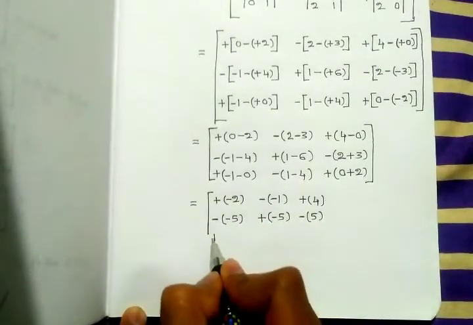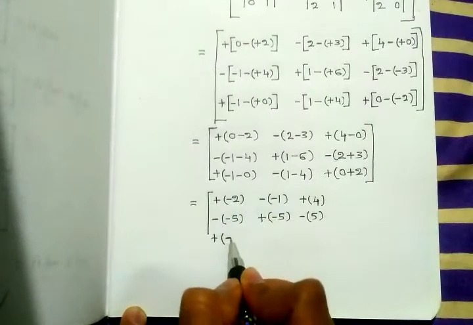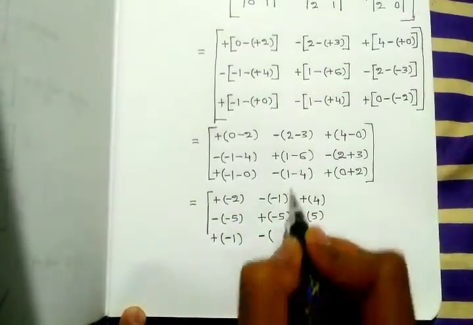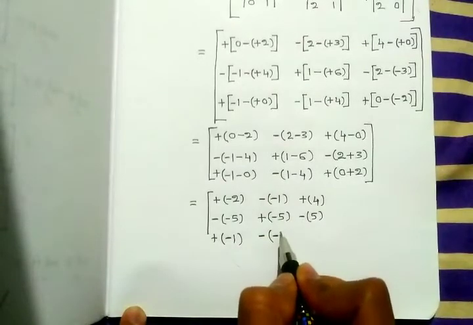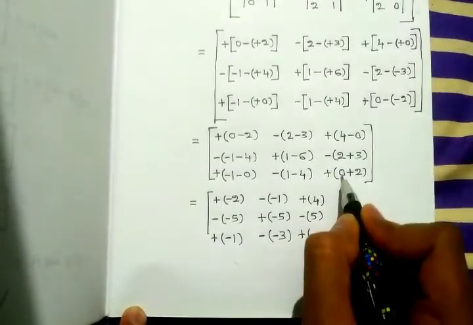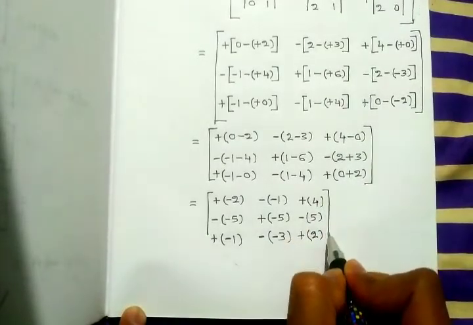Outside plus sign again keep it as it is. Minus 1 minus 0 is minus 1. Next, minus sign keep it as it is. 1 minus 4 is minus 3. And plus sign keep it as it is. 0 plus 2 is how much here? 2. So close the bracket.